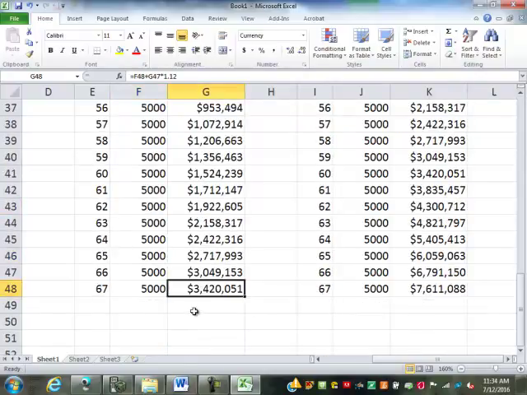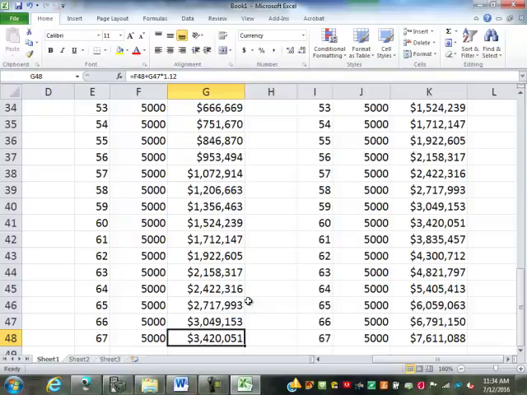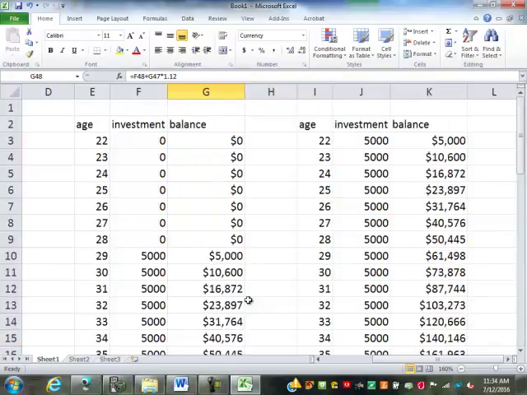They went from 7.6 million down to 3.4. That's cutting it in half. Now let's look over at this person. Let's say this person says, you know what? I value my retirement, so I'm going to do that first.